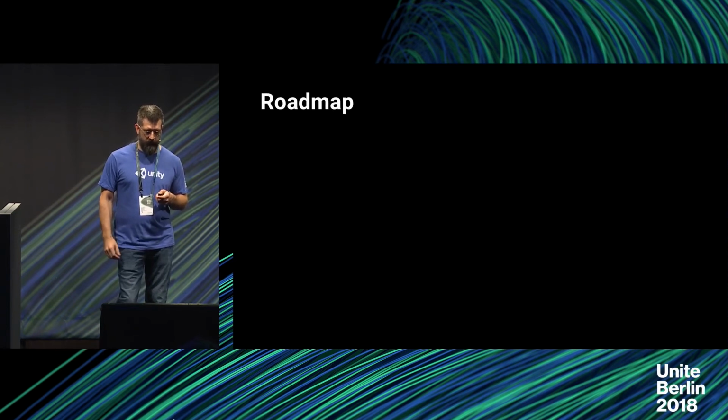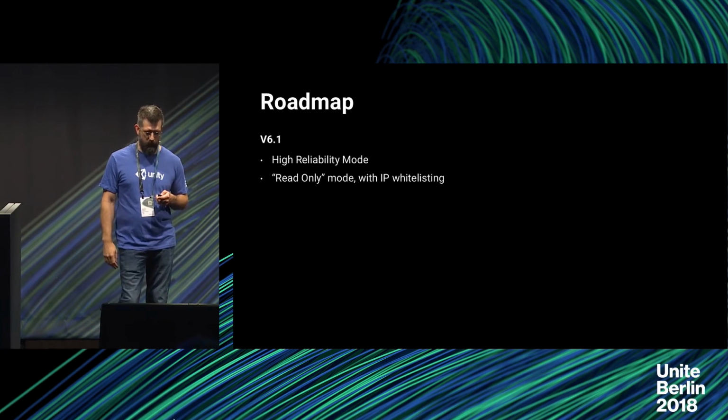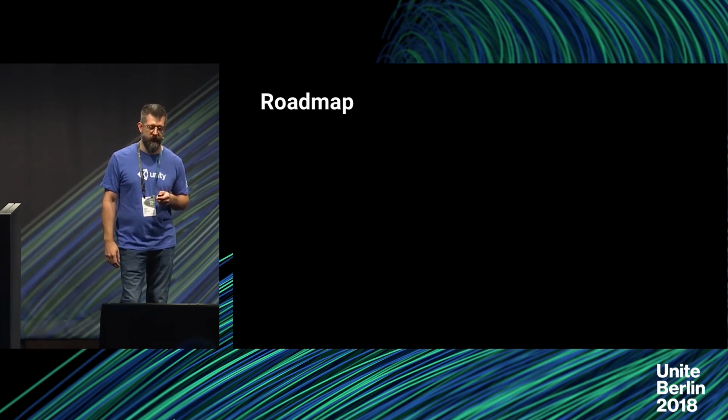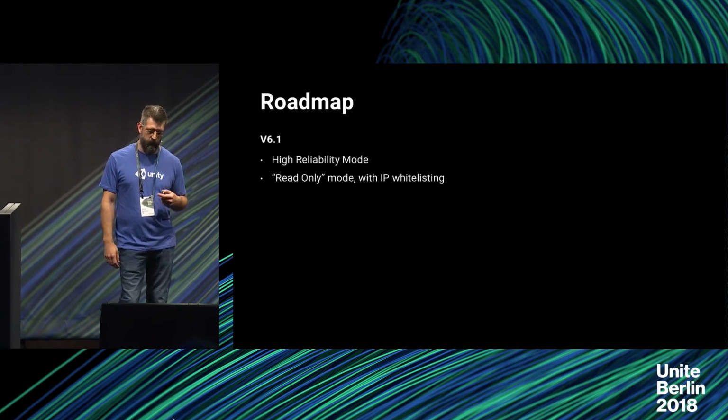So the roadmap for the cache server. Right now on GitHub, it's version 6. It has the features I talked about earlier, and version 6.1, which is pretty much done. There's a couple of little things to do, but it'll be out in the next couple of weeks.